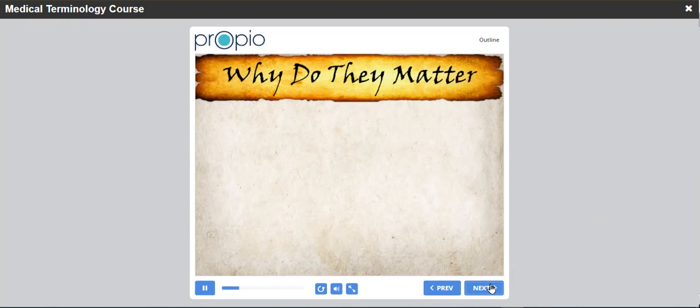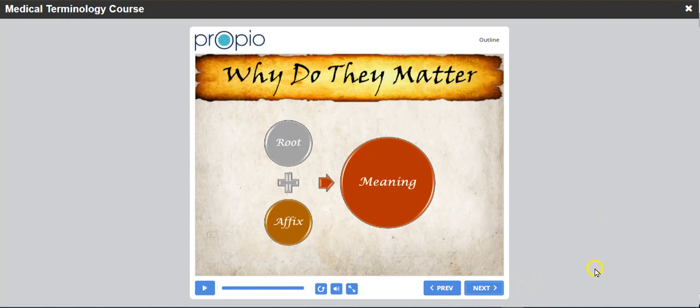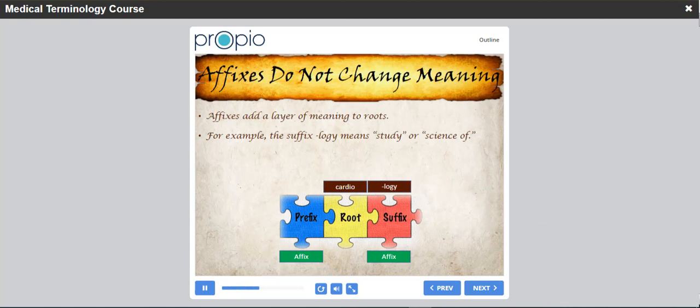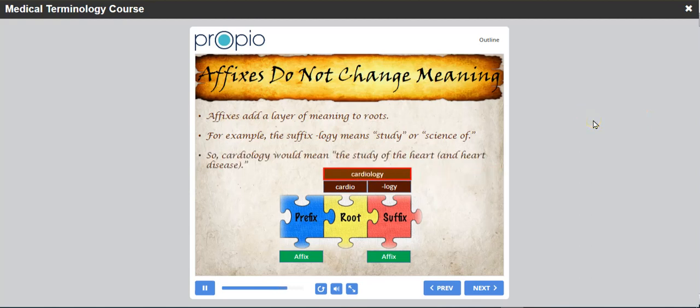Why do they matter? Well, root plus affix carry the meaning. Affixes do not change meaning. They add a layer of meaning to roots. For example, the suffix logi means study or science of. So, cardiology would mean the study of the heart and the heart disease.